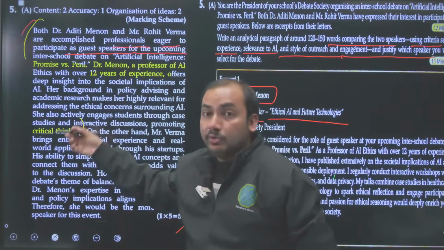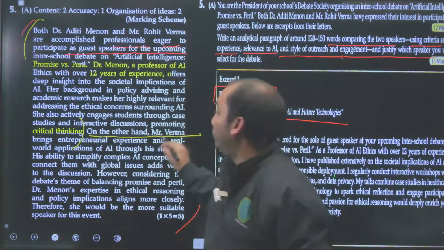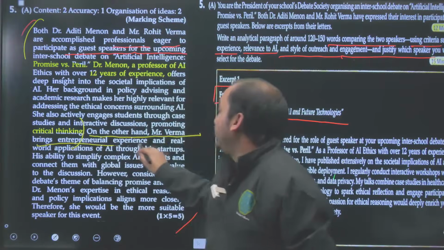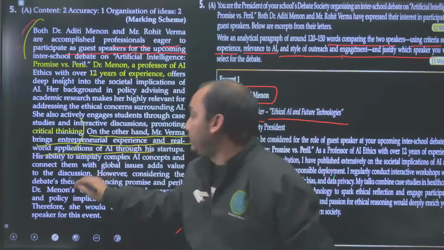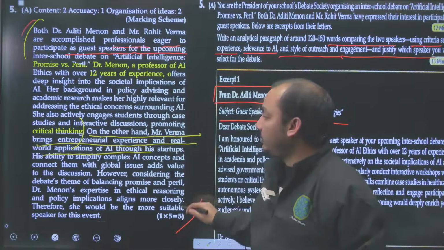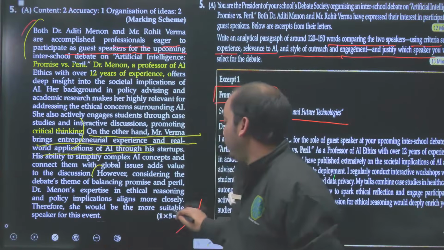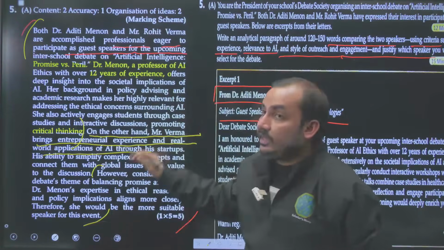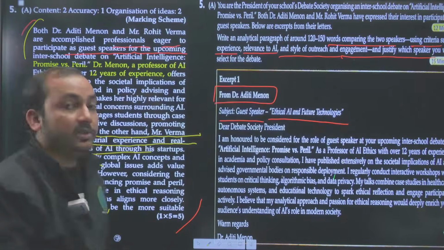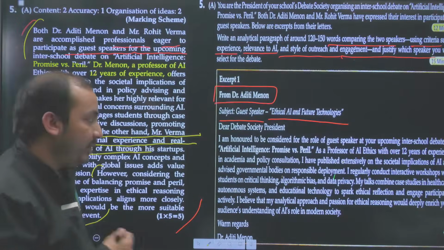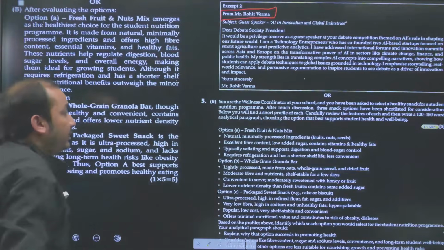And after that, we switch the paragraph and start writing about Mr. Verma. Brings an entrepreneurial experience and real world applications of AI through his startups, his ability to simplify complex AI concepts. However, considering the debates, and after that, conclude in your own words. Just 3 steps and the solution has been provided. All the information from this question is already given in the question. You just have to present this using your own ideas. Now, move to the next question.